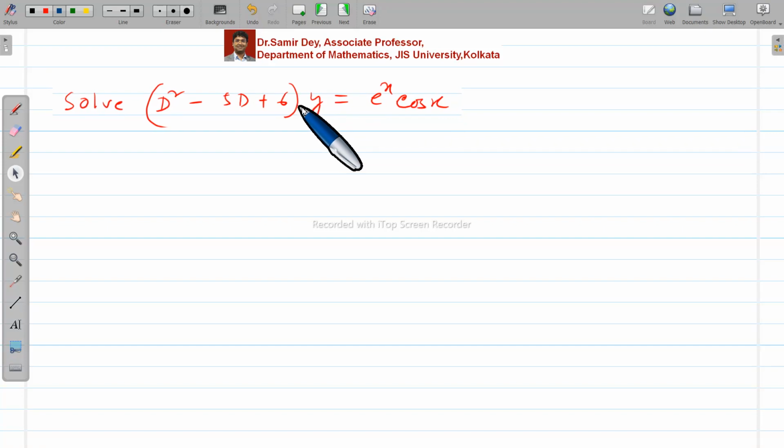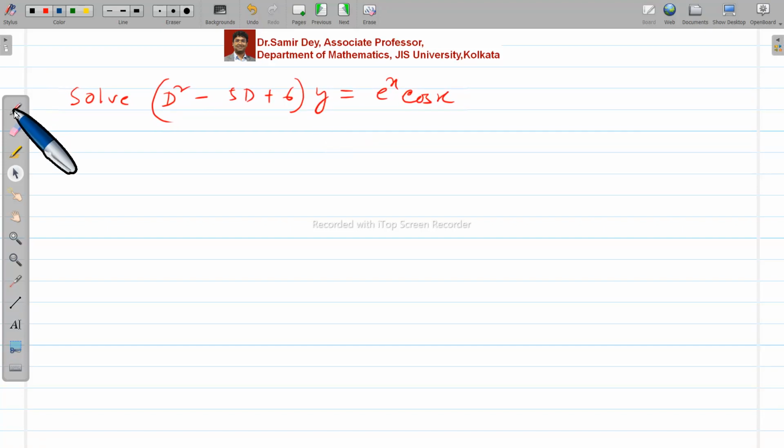Now I'm going to find PI for the second question. This is your second question, correct? Now, I'm talking about only PI, not CF. This is not the complete solution. So if you want to solve this higher order differential equation with constant coefficient, first you have to find CF. CF stands for, anyone? Yes, very good, complementary function. What is PI? Anyone? Particular integral. Very good. So now we are discussing only the PI part, because the PI part will change according to the function position wise.